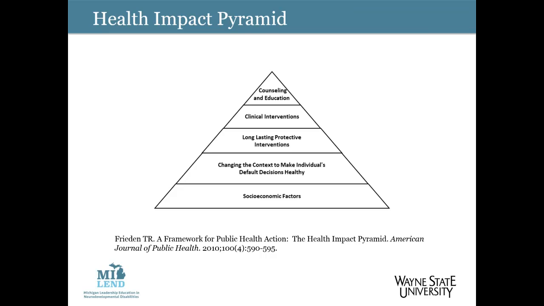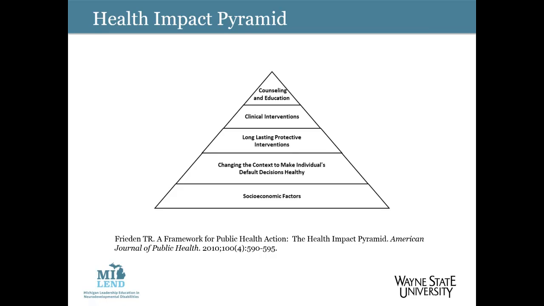At the bottom of the pyramid are socioeconomic factors, which includes contextual and environmental factors and has the greatest potential for impact. Interventions at this level require the least individual effort and affect the greatest change in population health. So examples of interventions at the socioeconomic level include improving education, reducing poverty. Does that make sense to you all? I hope you're nodding your heads.